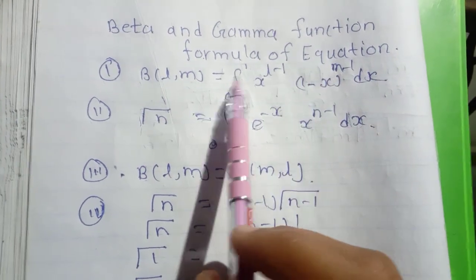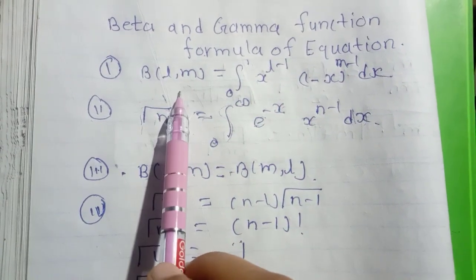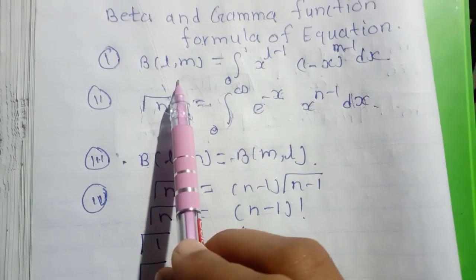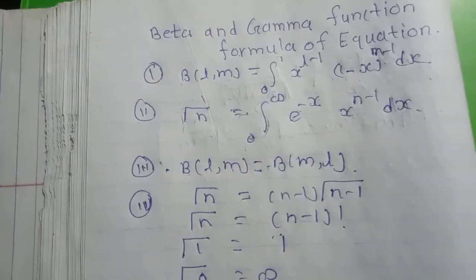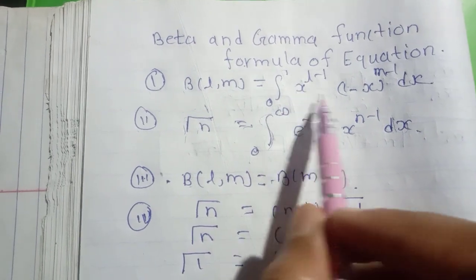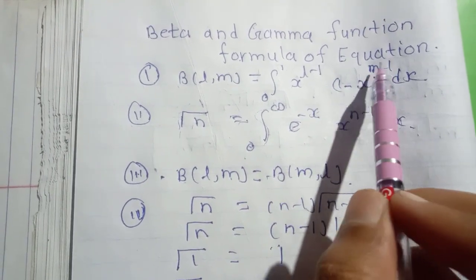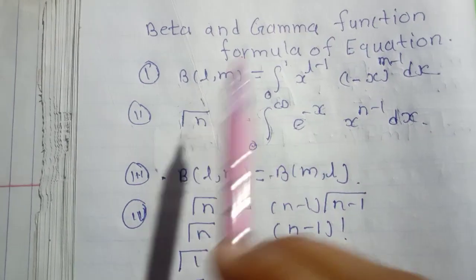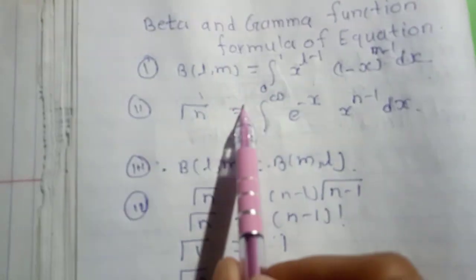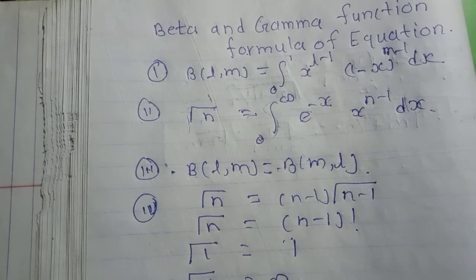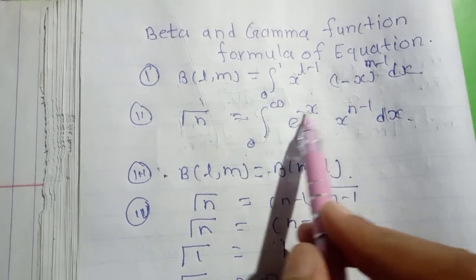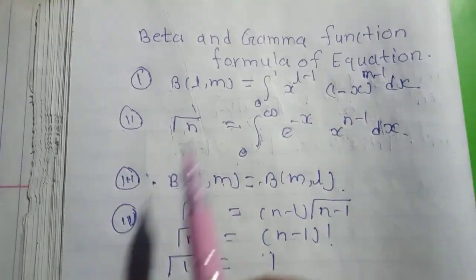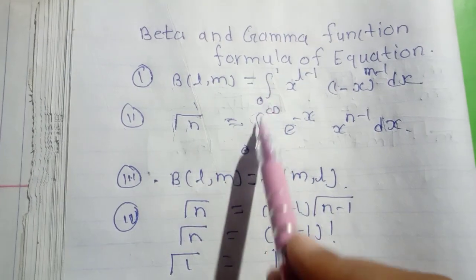सो बीटा एंड गामा फंक्शन के फॉर्मूले। फर्स्ट इज बीटा फंक्शन की इक्वेशन क्या है? बीटा ऑफ एल एंड एम इज इक्वल टू इंटीग्रेशन 0 to 1 x raised to l minus 1 into 1 minus x raised to m minus 1 dx। And then gamma function की इक्वेशन क्या है? Gamma of n is equal to integration 0 to infinity e raised to minus x and x raised to n minus 1 dx.